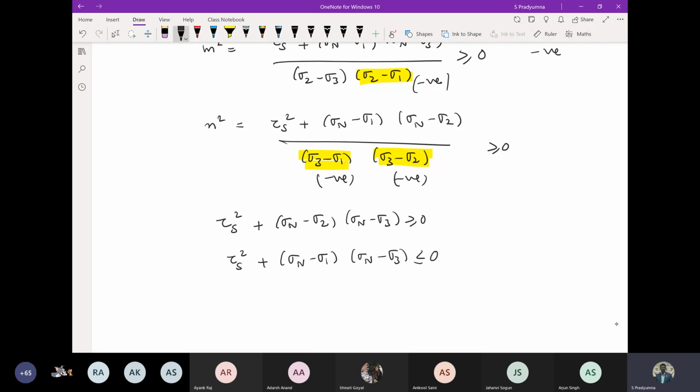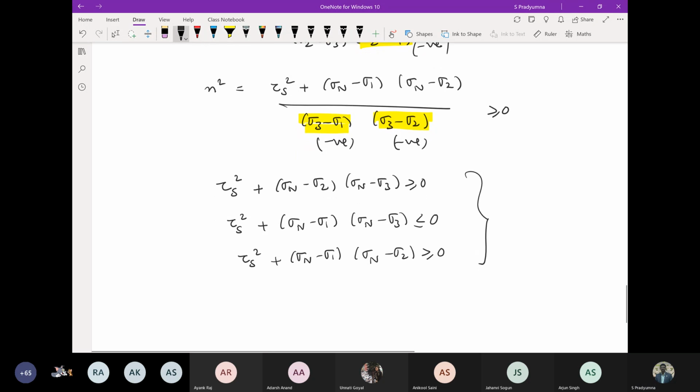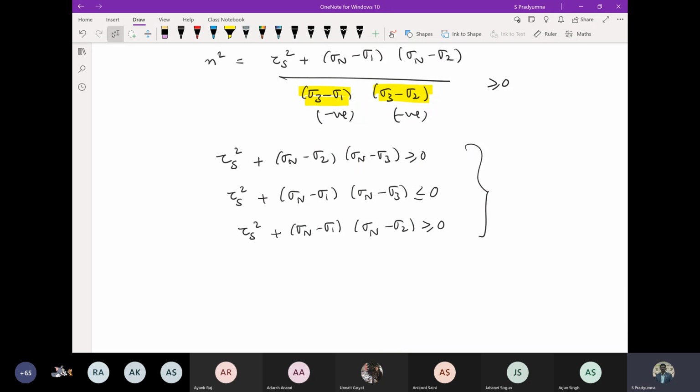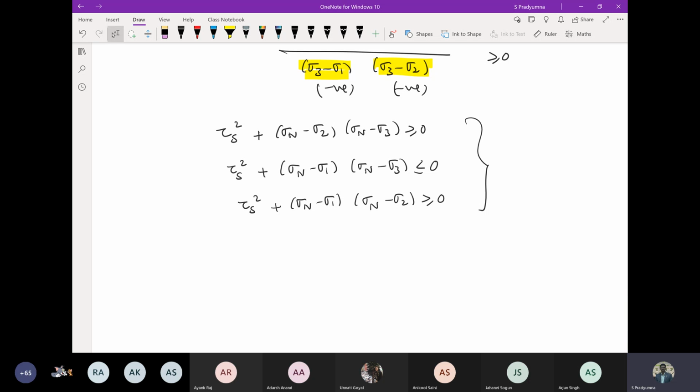It should be negative. And then tau, third equation, tau s square plus sigma n minus sigma 1, sigma n minus sigma 2 should be greater than or equal to 0. So these are the conditions I end up with. Okay, so I end up getting this type of equations. Fine. Therefore, what I can say is that now I can just rewrite these expressions. I can rewrite these type of equations in a different way.